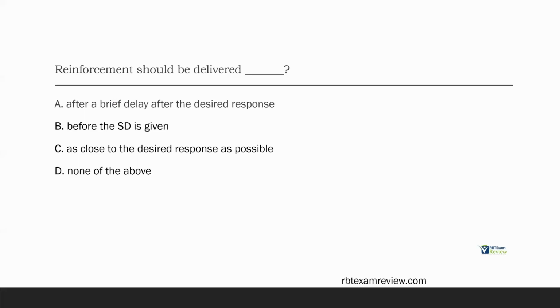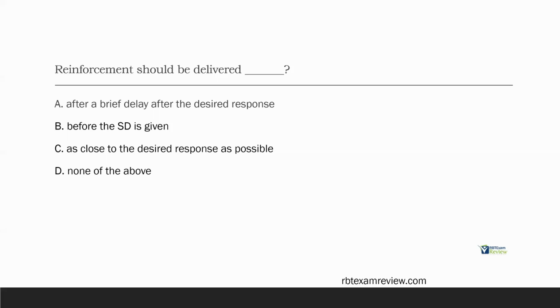We don't want A, after a brief delay. The longer you wait to deliver reinforcement, the higher the chance is that you're going to reinforce the wrong behavior. You want to reinforce as soon as possible, as close to that response as possible. You're not going to reinforce before the SD is given, because the SD is an antecedent. Reinforcement is a consequence. So the answer here is C, as close to the desired response as possible.